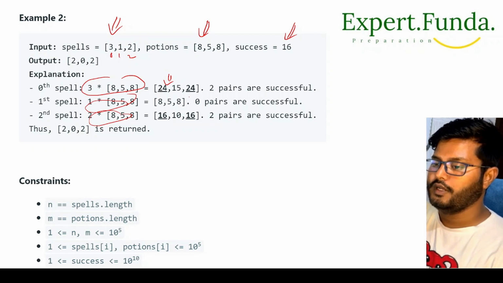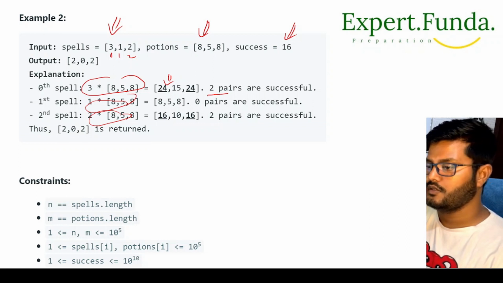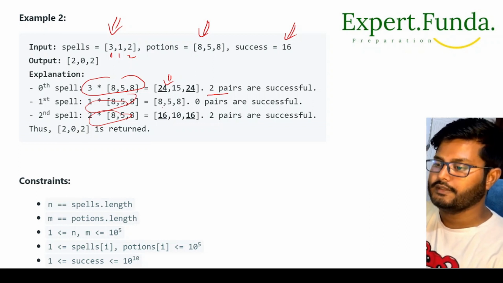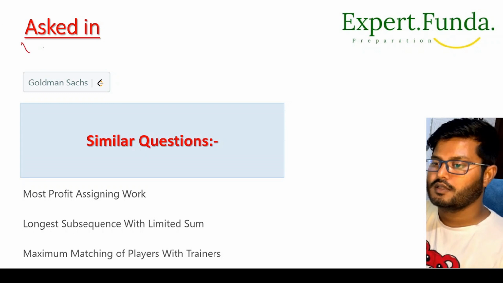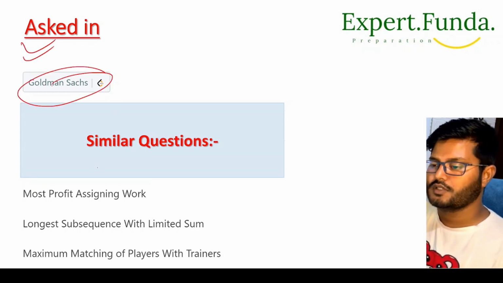24 24, right? It is coming, and these two you can say are successful pairs. And if we talk about here, 1 into this one, there is no change. Similarly we are multiplying 2 into 8 and 8, so it will become 2 pairs, right? Why was this question asked? This question has been asked in Goldman Sachs and top companies, so I have just taken this one.